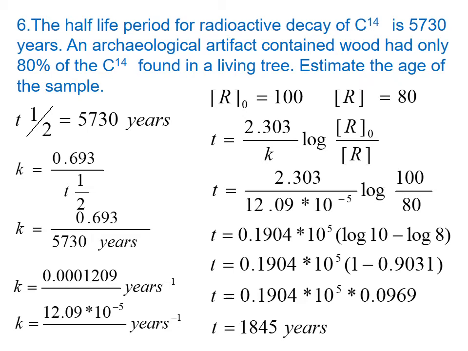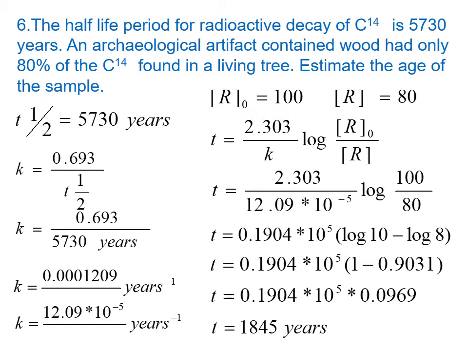Then first of all we can write the values given in the question. The half-life period for radioactive decay of carbon 14 is 5730 years. So T half is given, 5730 years. Then R0 is 100. Why is the initial concentration taken as 100? Because it's already mentioned in the question that wood had only 80% of the carbon 14 remaining. If 80% is remaining, then what would be the reactant's initial concentration? 100%. So R0 is 100%.